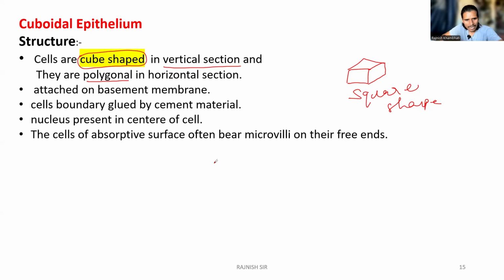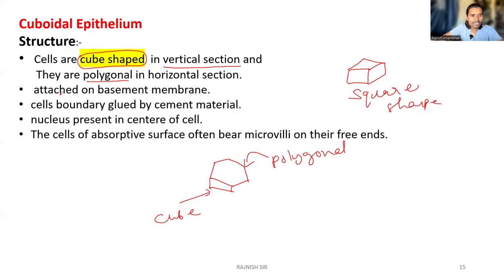Let me draw it for you. When I'm looking from above, I can see the shape is polygonal. But when I look from this angle, it looks like a cube shape. But when I look from above, it is polygonal. Clear?